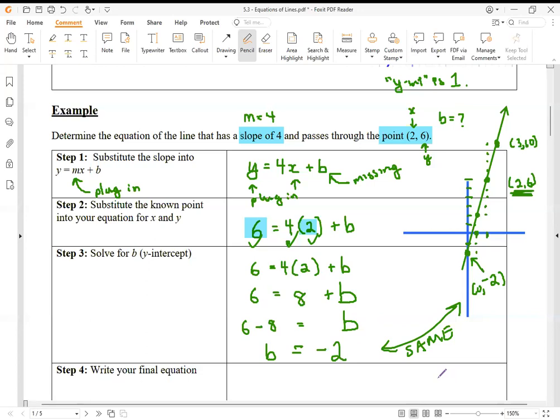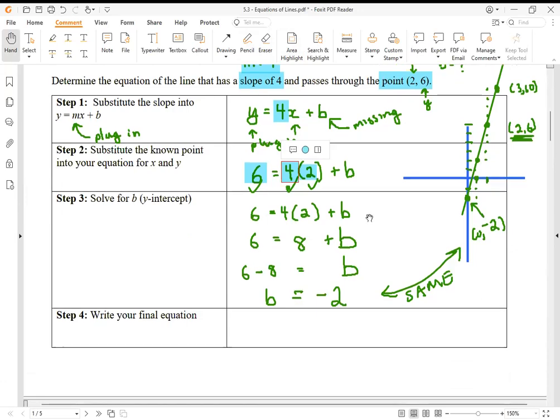Yes, Stuart. Where did the 8 come from? It's the 4 times 2. So 4 is the slope, right? 4 is the m. And 4 times the x value gave me 8. So 4 times 2 is 8. The 6 is my y value. When you solve, you find b, which matches the graph.